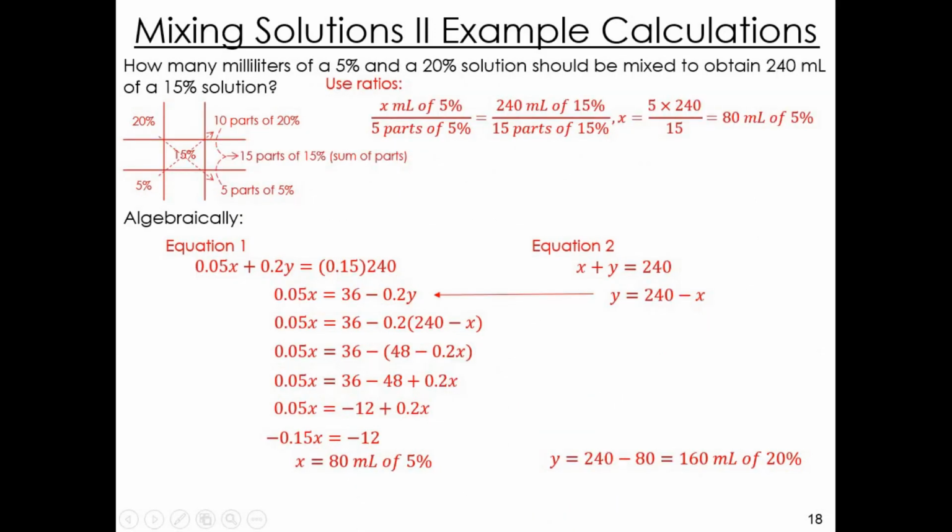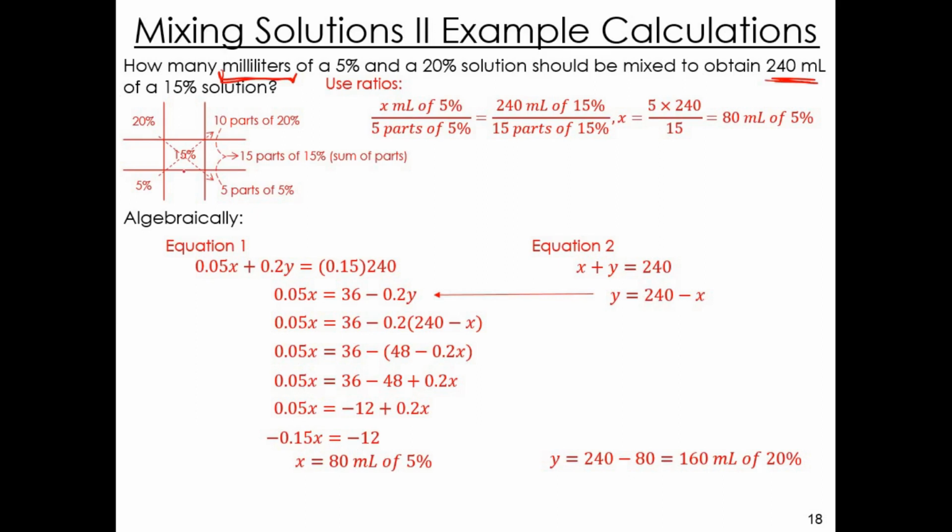Here's another example where instead of just finding the ratio of the two concentrations that should be used to give a desired concentration, we can try to find a specific value. So how many milliliters, what's a specific quantity of 5% and 20% that we should use to obtain 240 mL of 15%? In order to find a specific quantity, we have to have at least one of the quantities given to us.